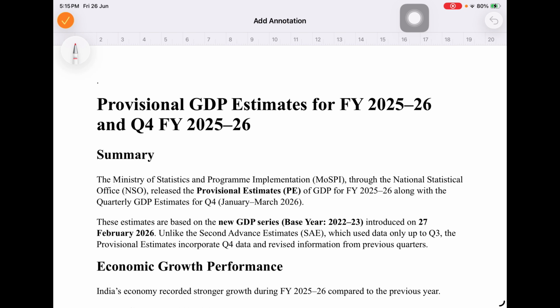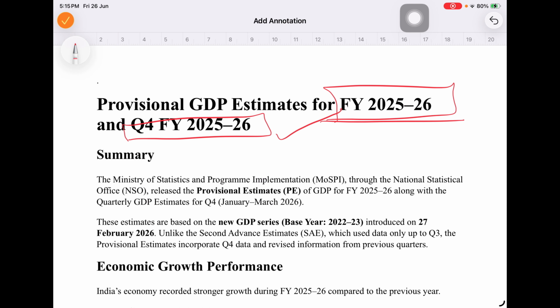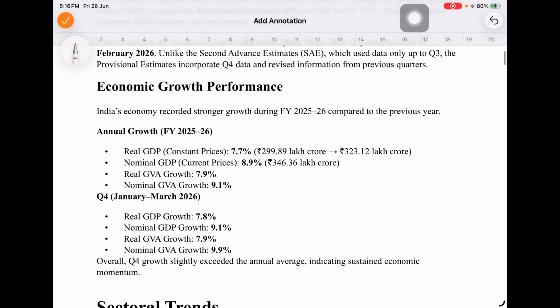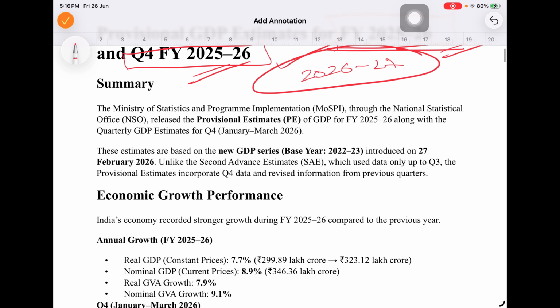Okay, now let's talk about the main news, that is the provisional GDP estimates for financial year 2025 and quarter 4 financial year 2025-2026 is released. But the question is, we are in 2026-2027. So why are we talking about 2025-2026 and the provisional estimates of that year? So before that, you have to understand how the budgeting works.